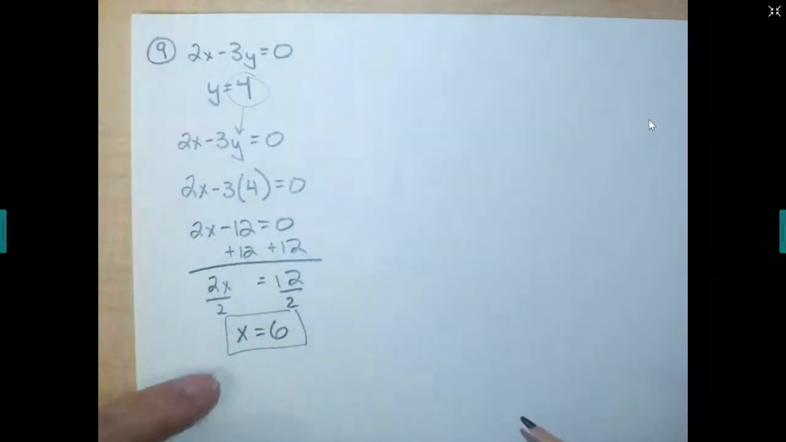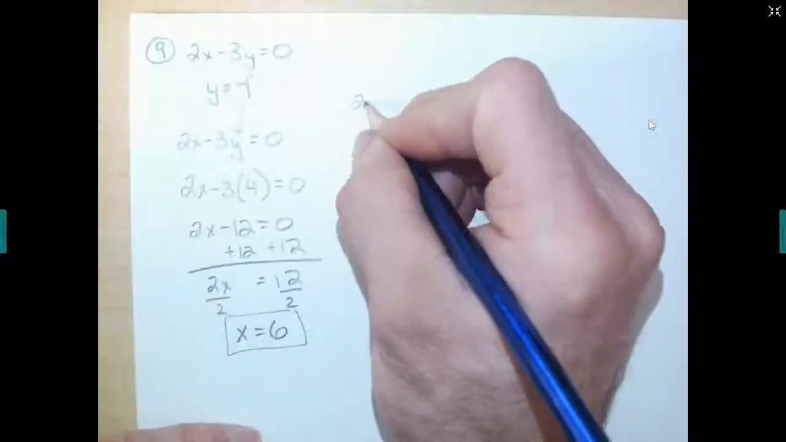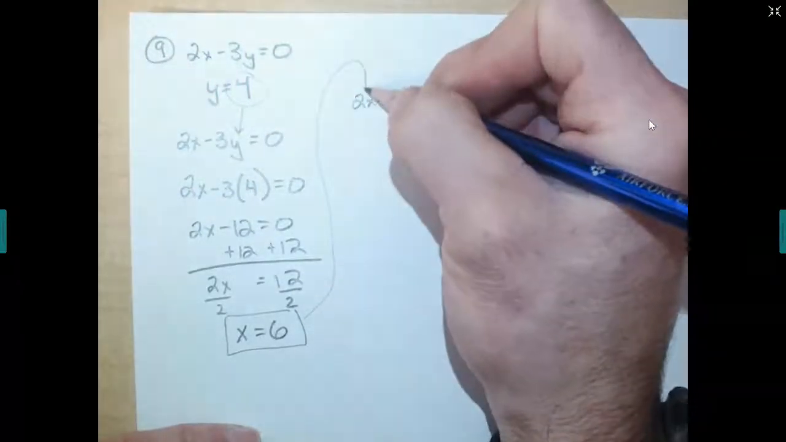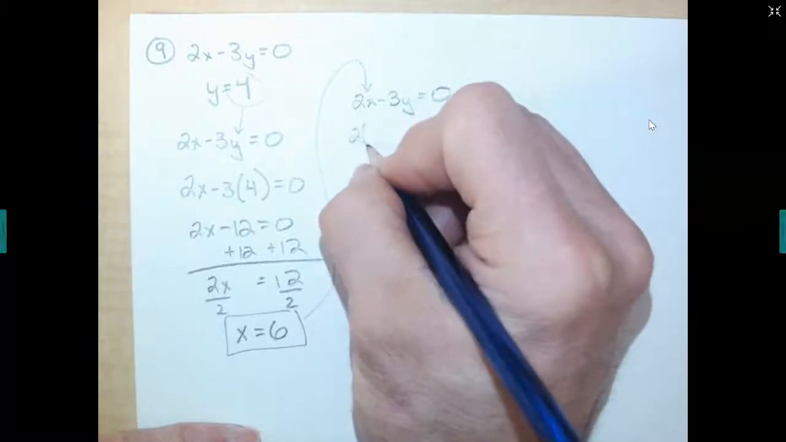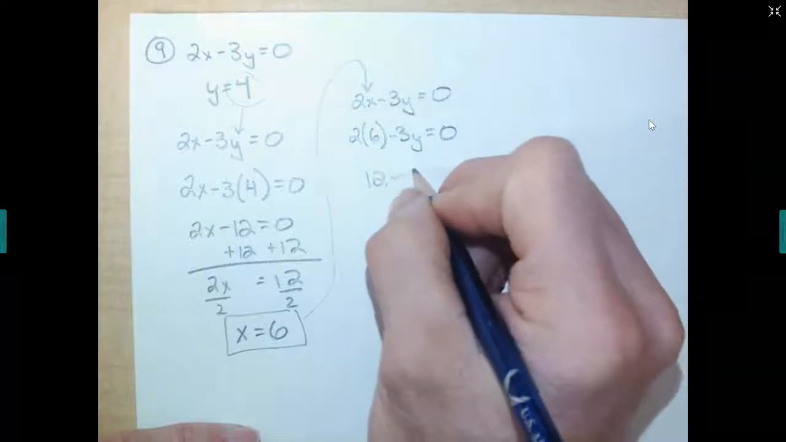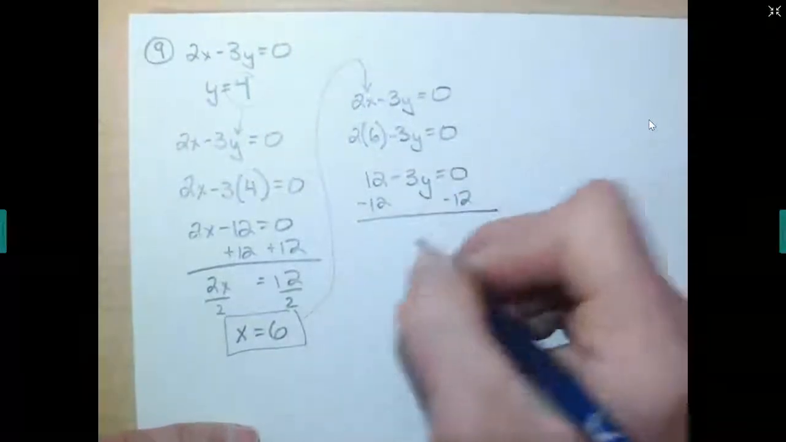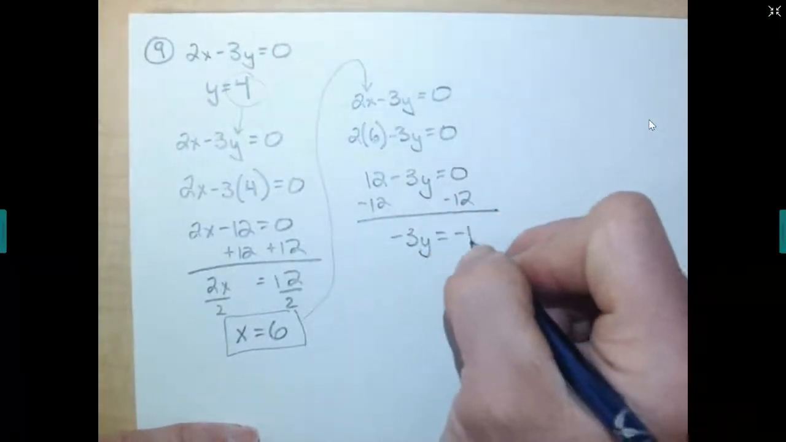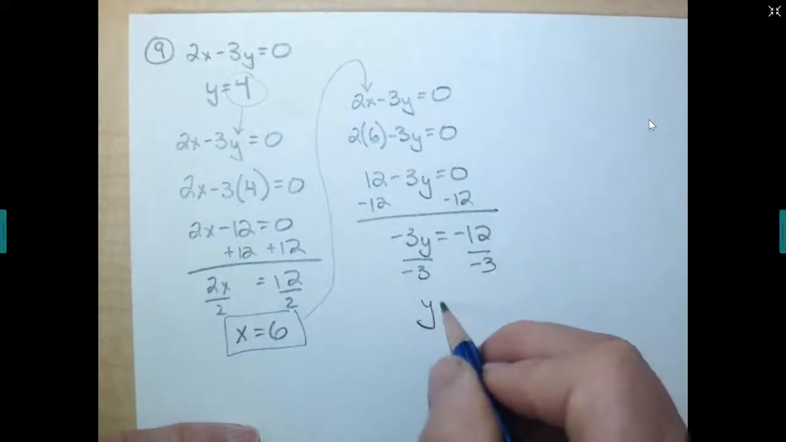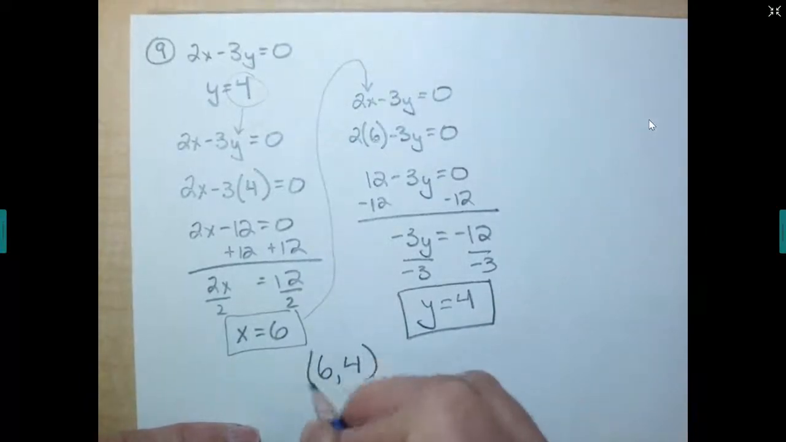Now I'm going to plug that x. The only one I can plug it into is this first equation. So I have 2x minus 3y equals 0. So I plug this in. 2 times 6 minus 3y equals 0. 12 minus 3y equals 0. Minus 12. Negative 3y equals negative 12. Divide by negative 3 on both sides, and y equals 4. So I have 6, 4.